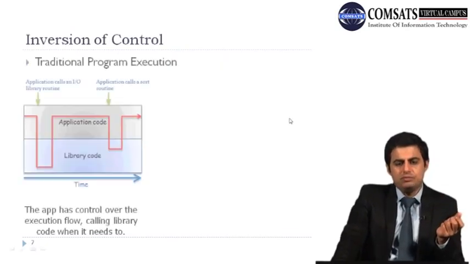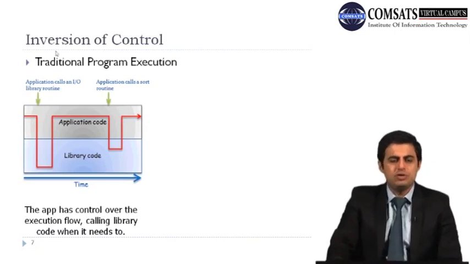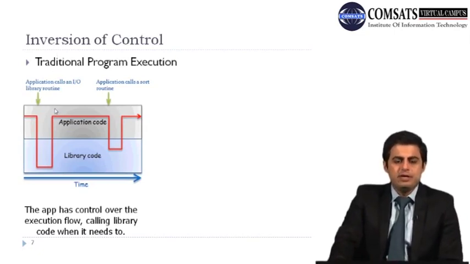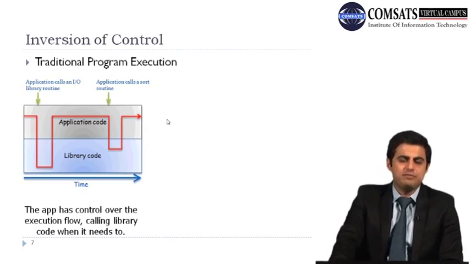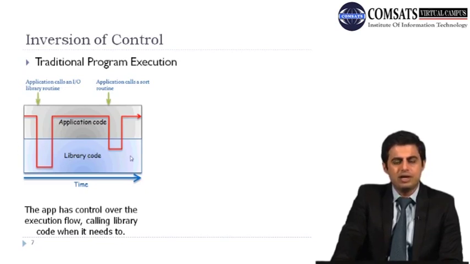If you look at the difference between the traditional program execution and the framework program execution, then if you look at this diagram, if you are writing code in the traditional way of programming, then an application calls an input-output library routine. Here the application code runs, and there is library code. Of course, you have got access to the libraries.